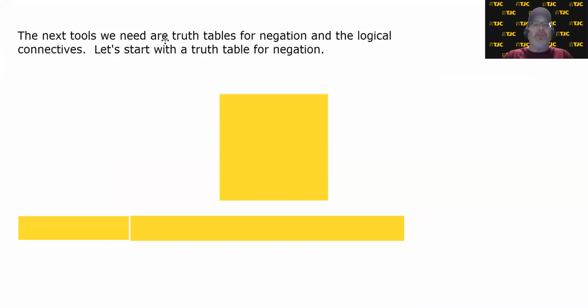All right, so what other tools do we need? The next tools we need are truth tables for negation and the logical connectives. Recall in the previous series of videos, we discussed conjunction, disjunction, conditional, biconditional, and negation. Technically, negation is not a connective because it does not connect two simple statements. It simply sits in front of one. But we will need a truth table for that, and we're going to start with negation's truth table.